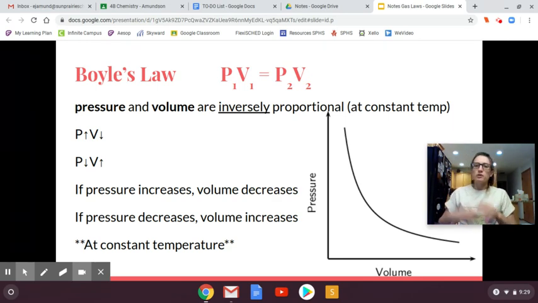So inverse relationship, if one goes up, the other goes down. If one goes down, the other goes up. They're moving opposite each other, okay? So this is the law. This is the what. Remember, a law and a theory, like one is not better than the other.